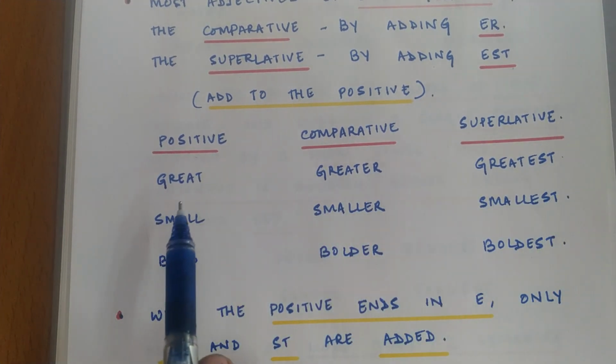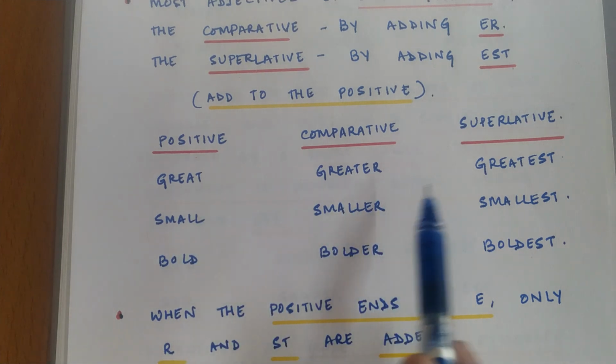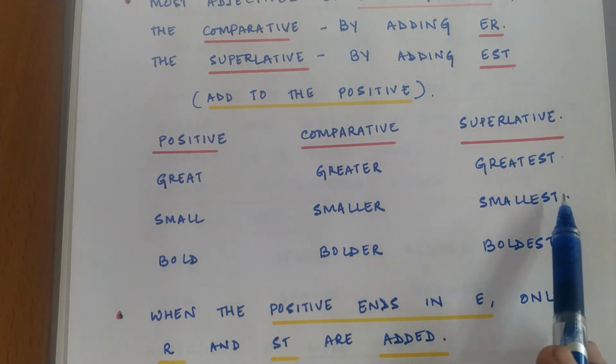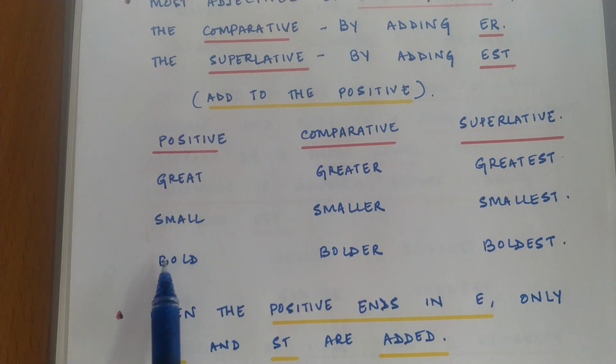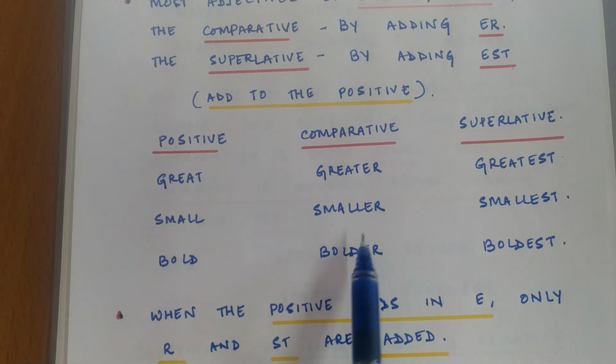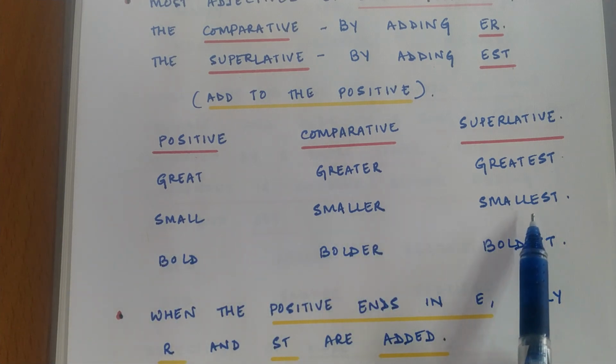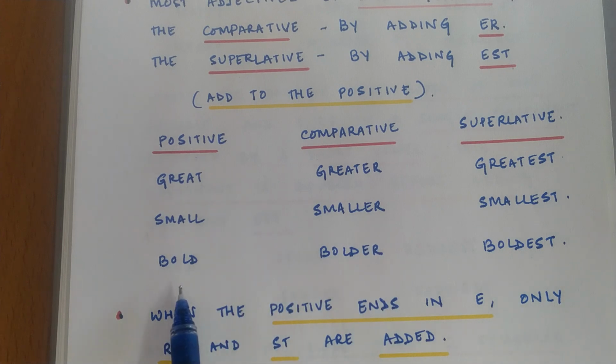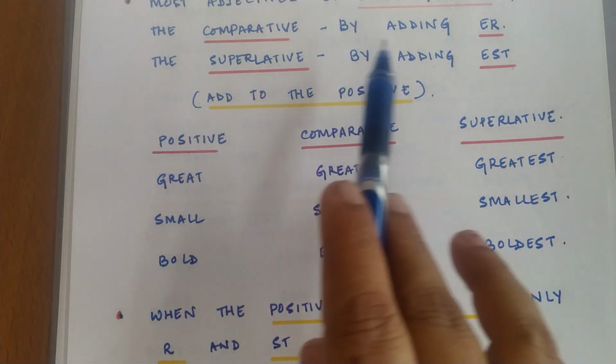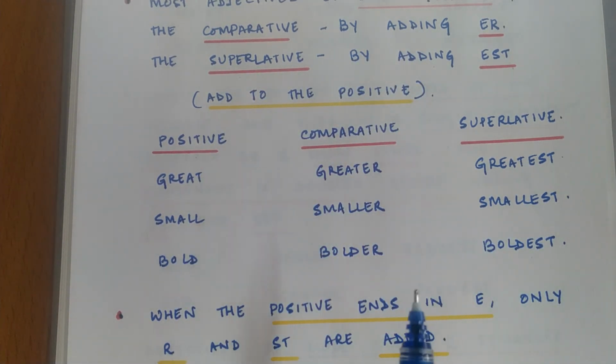The positive great becomes greater in the comparative and greatest in the superlative. Positive small, the comparative is smaller and the superlative is smallest. The positive bold, the comparative is bolder and the superlative is boldest. Now this is when adjectives of one syllable are done.